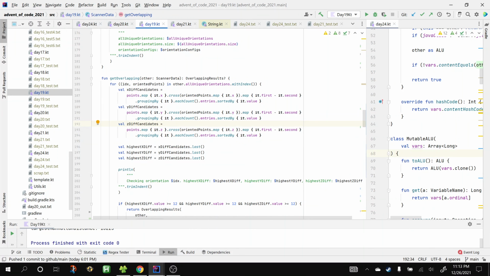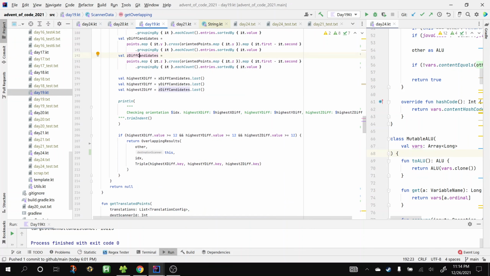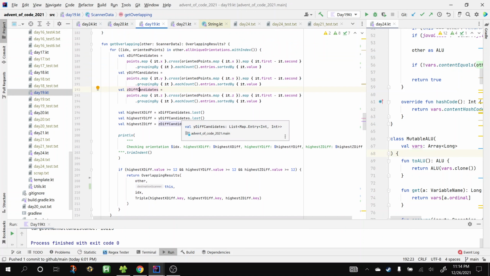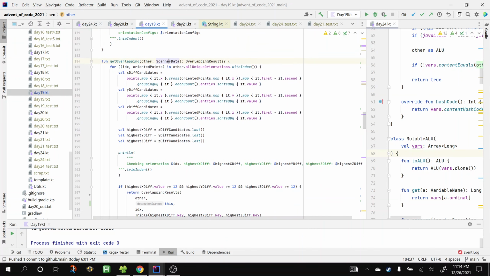And the way that I did it was that I went through all of the unique orientations and just basically looked for one where the offsets for the X, Y, and Z had 12 points that had the same offsets. And if there were 12 points that had the same offsets for the X, Y, and Z, then I know that it's one of those overlapping scanners with 12 points overlapping each other. So by using this, I was able to get the offsets in terms of one of these scanners.